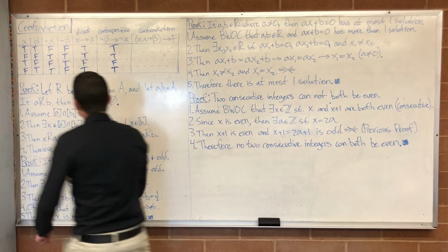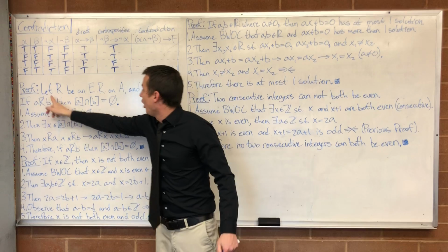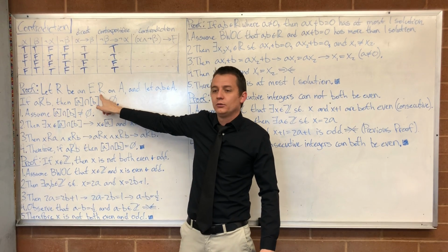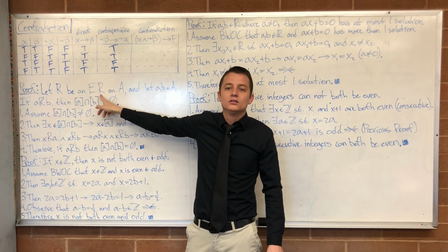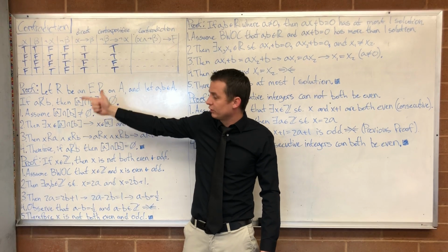We'll come back to this one, but let's just do a proof now using contrapositive to see it in action. So let R be an equivalence relation. What's an equivalence relation? It's a relation that's symmetric, transitive, and reflexive.